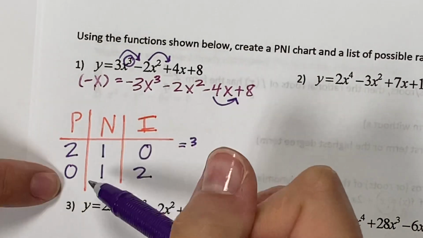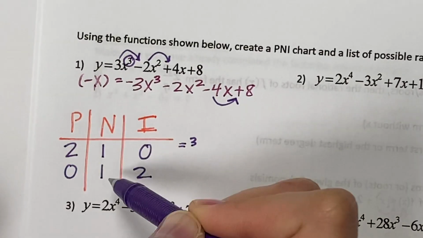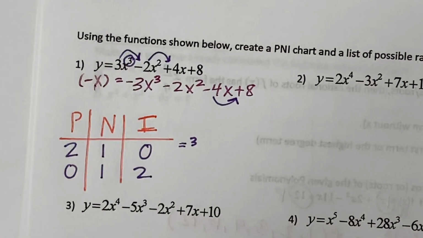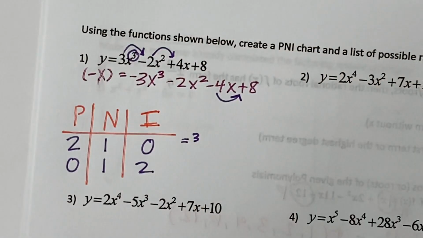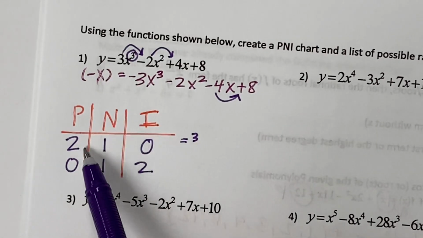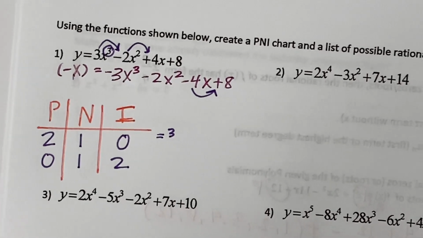Okay, now that I've subtracted from positive, I'm going to go back up here and subtract from negative. Well, 1 minus 2 is negative 1. I can't have a negative 1 amount of roots, so this is my answer. This is the PNI chart. What this means is when you go to factor, you are either going to have 2 positive roots and a negative root, or you could have 1 negative root and 2 imaginary roots. It's also a way that you can just check your answer at the end. Let's do another one.